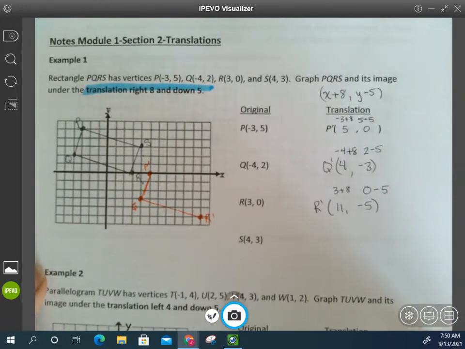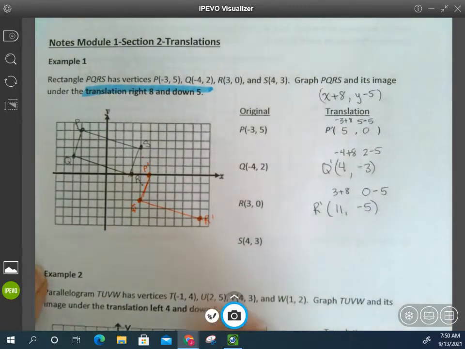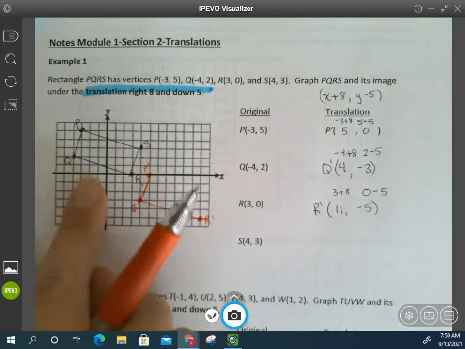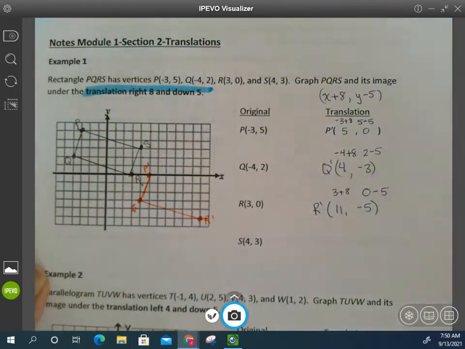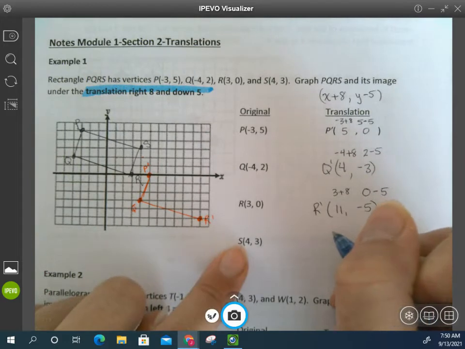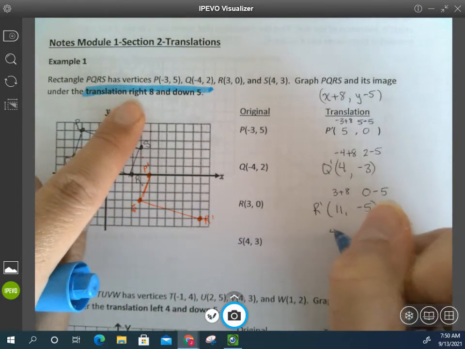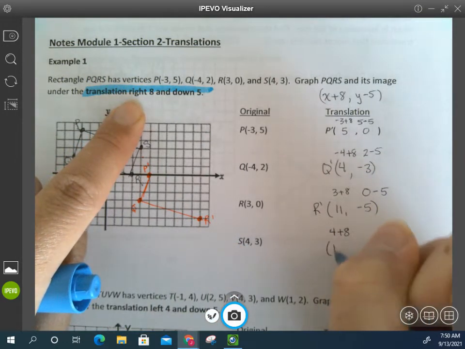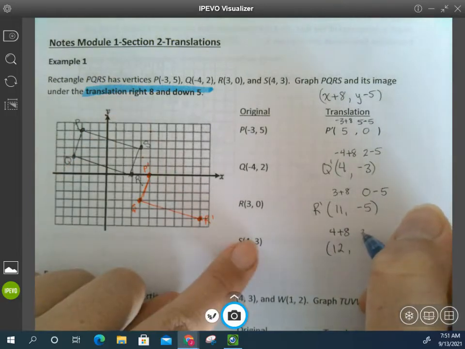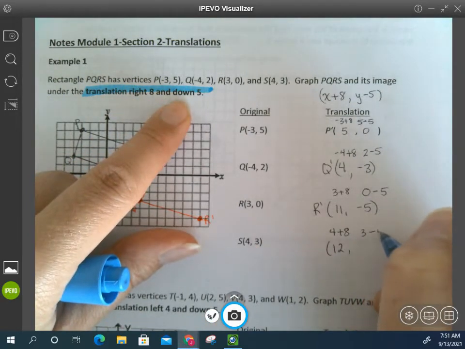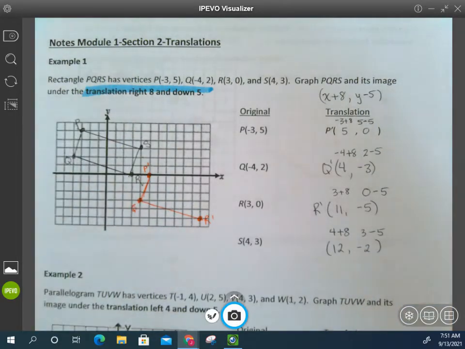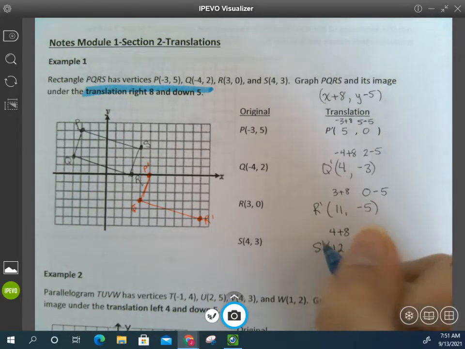All right, so go ahead, do the last one, whichever way works for you, but we need it graphed and we need the ordered pair. Make sure you're labeling them prime. Here's your pre-image, here's your new image. So if I do the math, I would add 8. So 4 plus 8 is going to give me 12. And I would take my 3 and go down by taking 5 away from the y value, which would give me -2. And that is S prime.